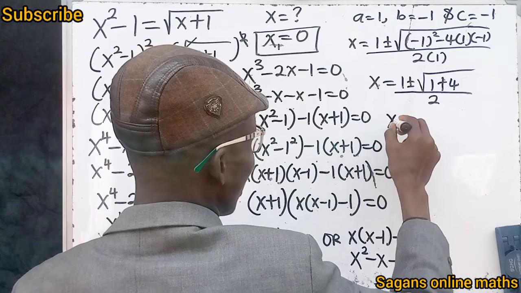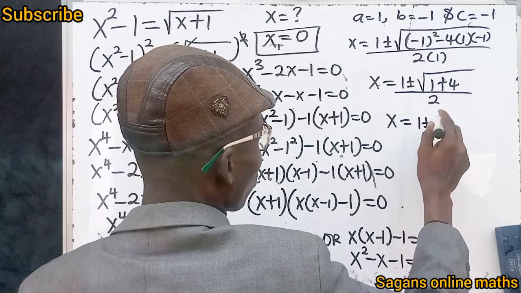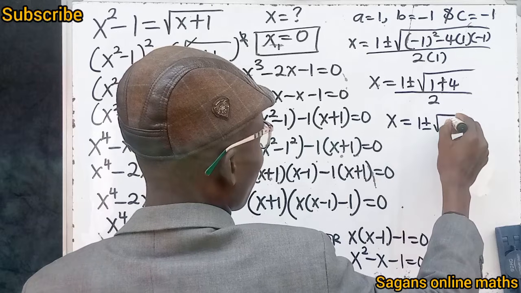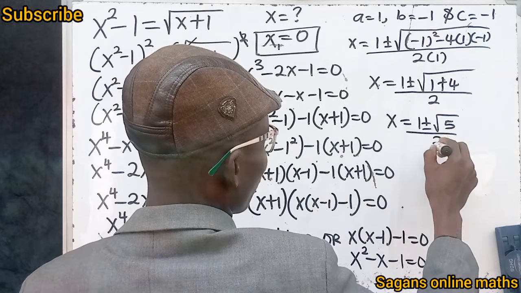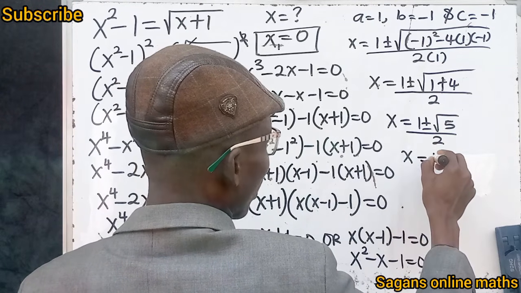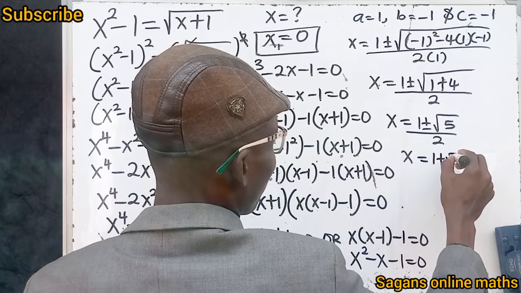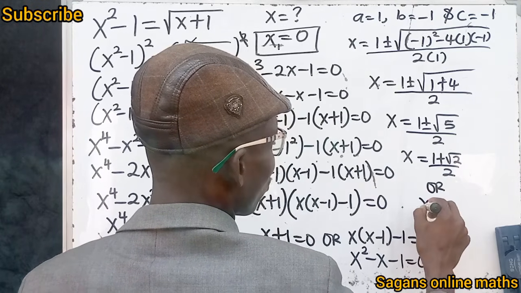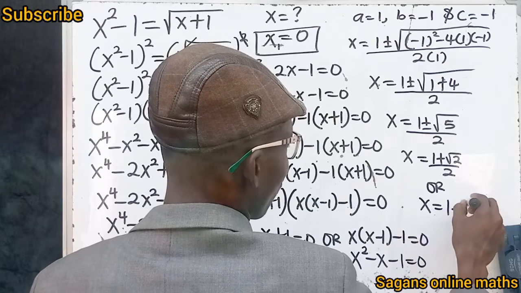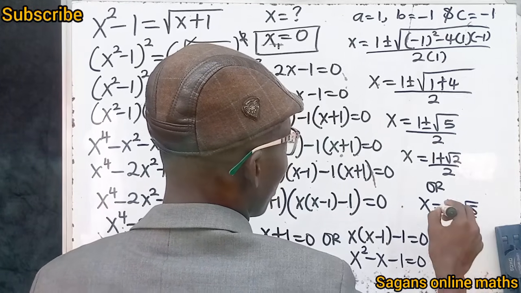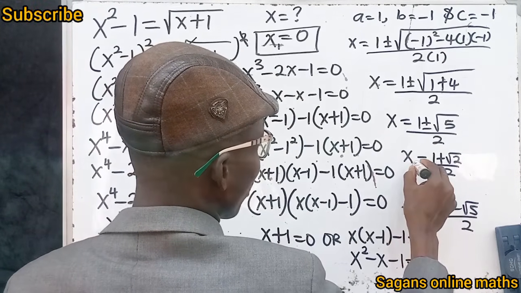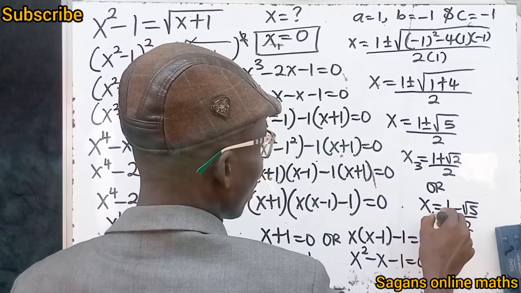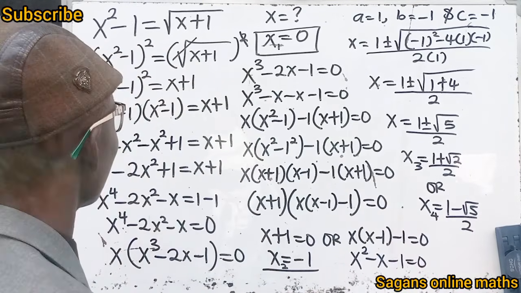So I'm going to add that this is x equals to 1 plus minus the square root of what? The square root of what? 5 divided by what? 2. That means our x will be equal to 1 plus root 5 divided by 2, or our x will be equal to 1 minus root 5 divided by what? 2. Now this is third value of x, and this is fourth value of what? x. Wow, this is amazing.